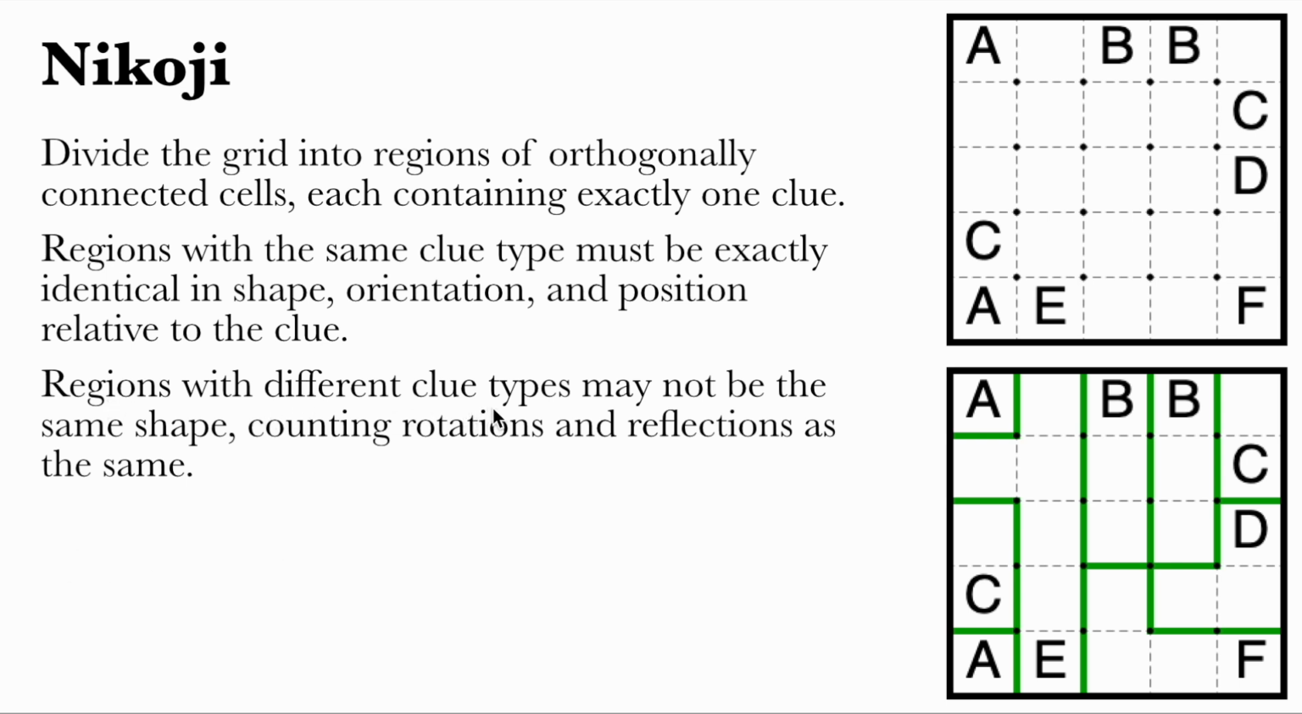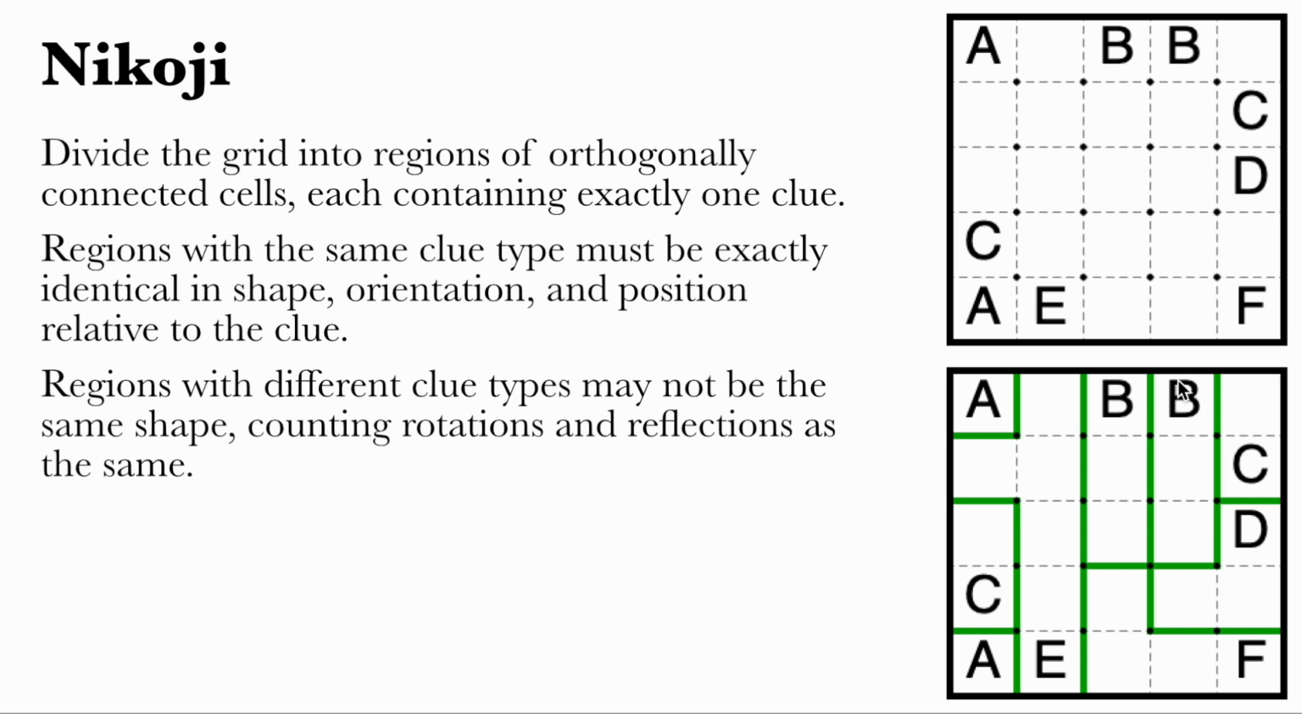Regions with different clue types may not be the same shape, counting rotations and reflections as the same. So once we have used a domino for a C, we can't have any other dominoes in the grid that do not have a C in them. We can have 2 regions of the same size, like this B and D, but you can see that they are different shapes.